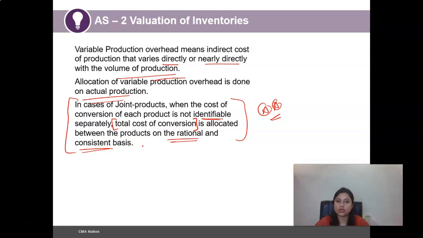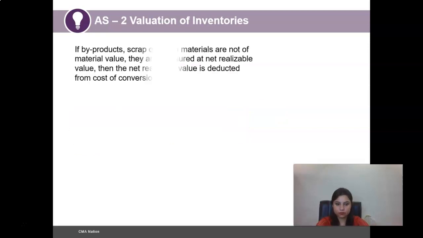So what is the rational and consistent basis? It would be mutually agreed upon how the cost of conversion of such joint products should be allocated between the products.